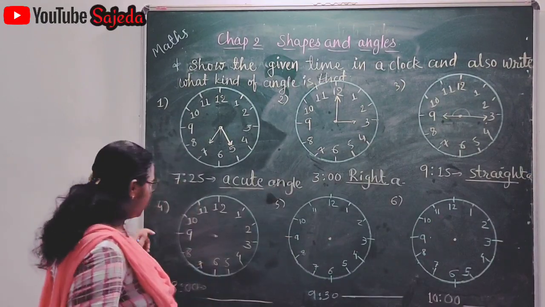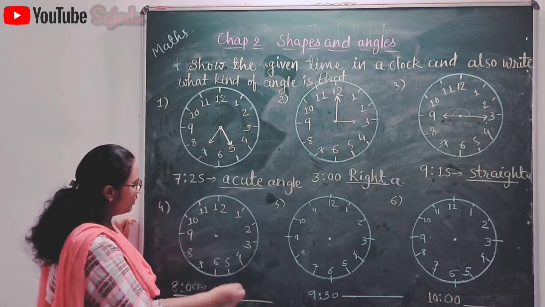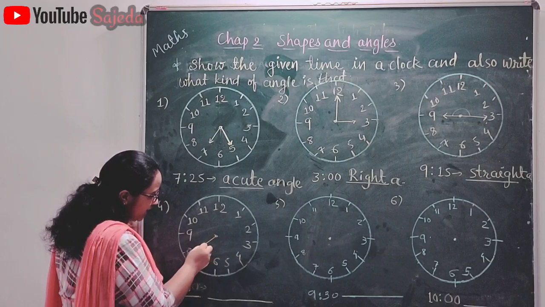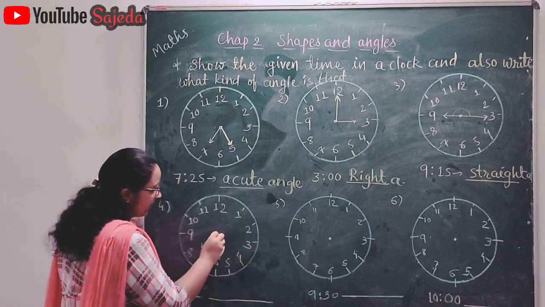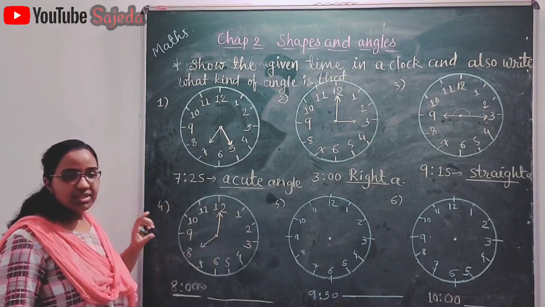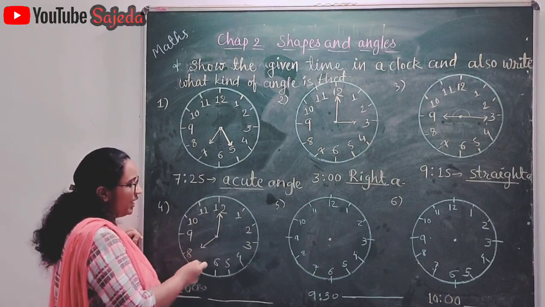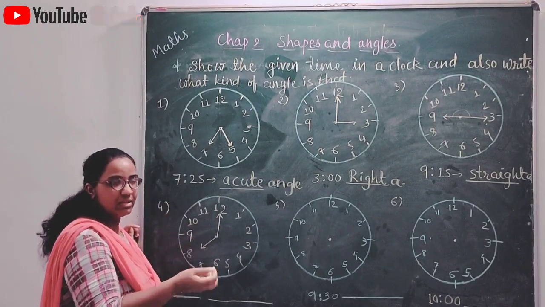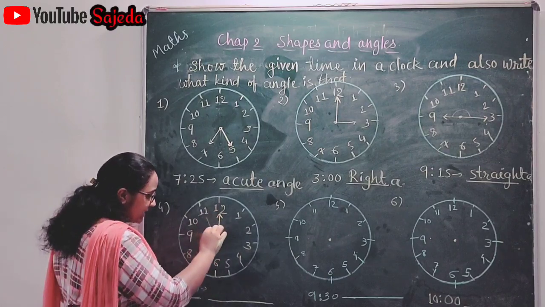Next example, time is given 8 o'clock. 8 o'clock means small hand is on 8 and big hand will be on 12. Now this angle looks bigger than a right angle. And if you follow the method, if you want to calculate the degree, you can check it like this.